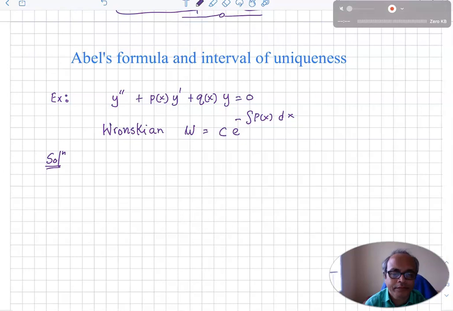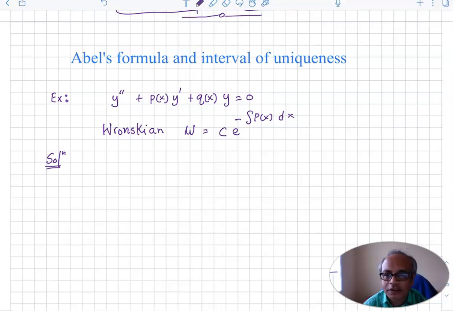Welcome back. In this video, I'm going to show you how we derive a formula for the Wronskian for a second order differential equation. So you have a second order differential equation in the standard form. The coefficient of y double prime is 1, and the coefficient of y prime is p(x), which is a function of x only. The coefficient of y is q(x), which is also a function of x only.